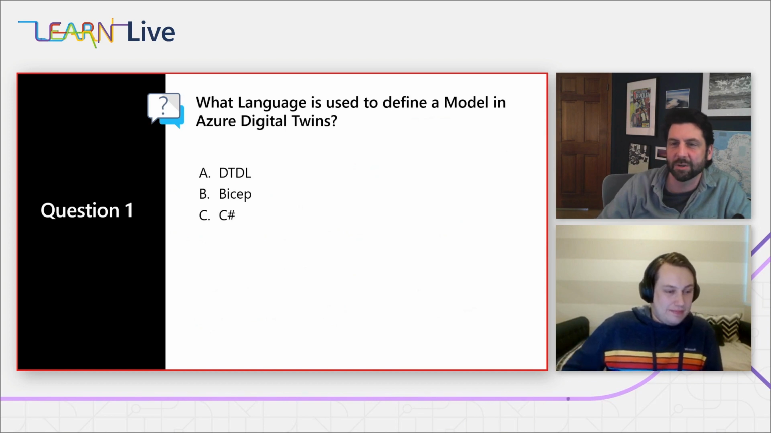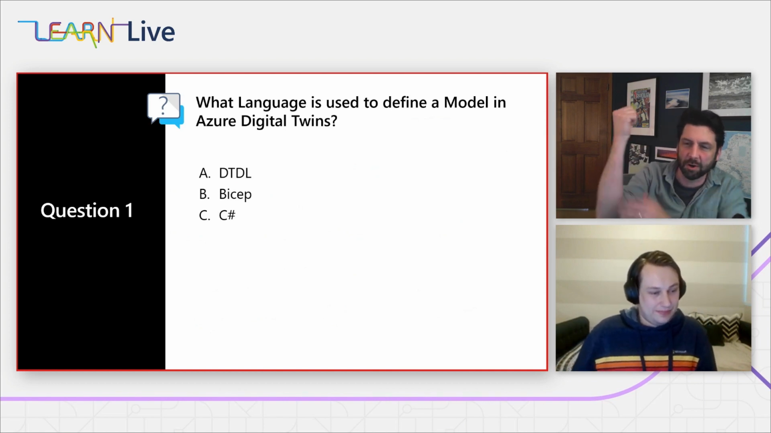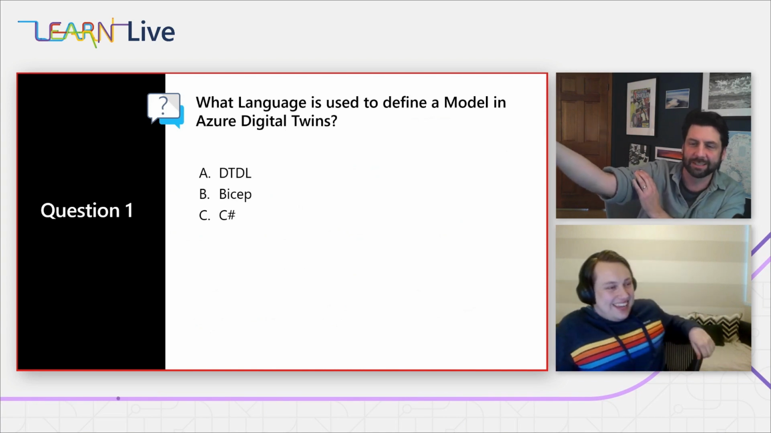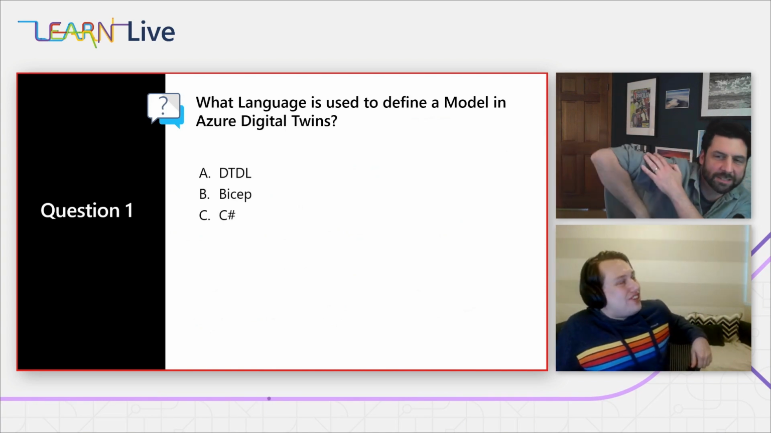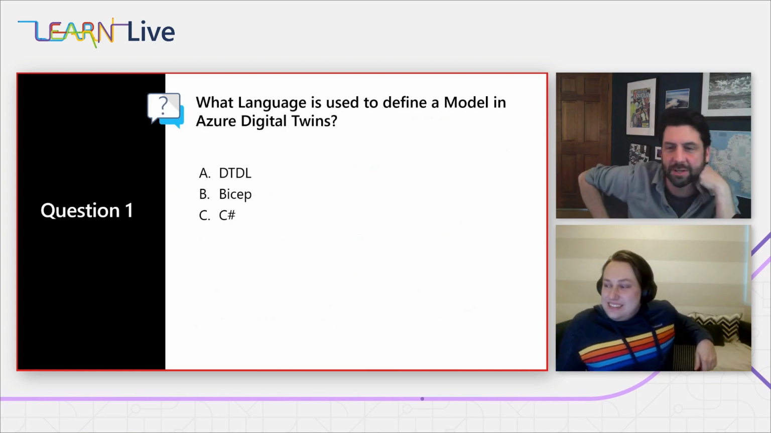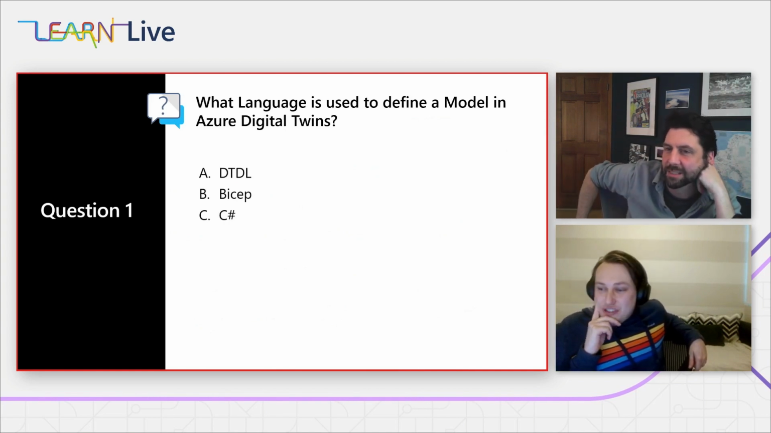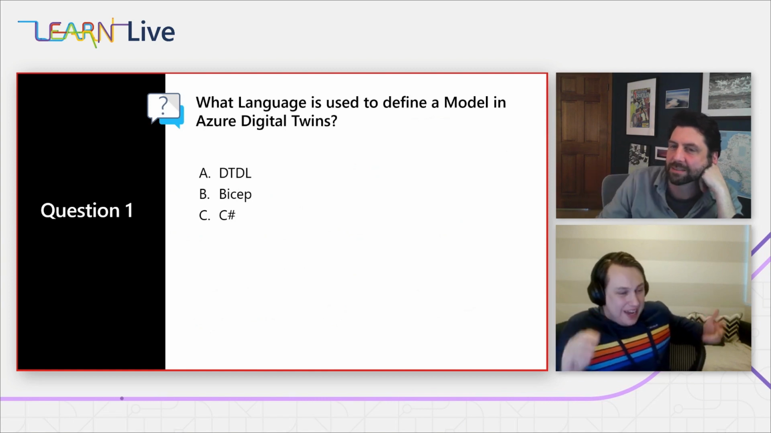What about Bicep? I know that if I have this ARM template, I use Bicep to deploy it. Yeah, but I think that's, or sometimes my tricep. I don't know how the tricep language is going, but that could be a thing. I think that's for infrastructure though. So yeah, I'm going to go with A.